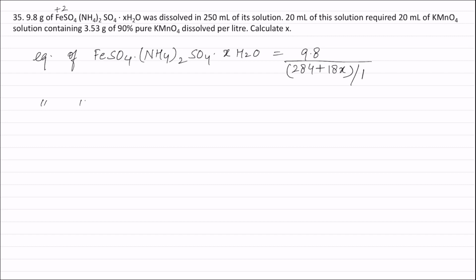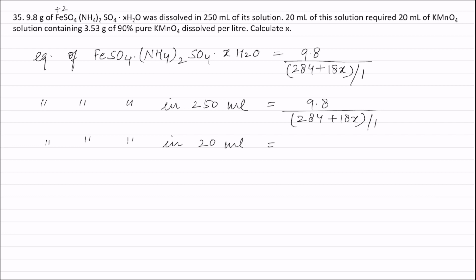Therefore, equivalence of FeSO4·(NH4)2SO4·xH2O in 250 milliliter of solution is equal to 9.8 divided by (284 plus 18x) divided by 1. Therefore, equivalence of FeSO4·(NH4)2SO4·xH2O in 20 milliliter is equal to 9.8 divided by (284 plus 18x) by 1, into 20 divided by 250 equivalents.